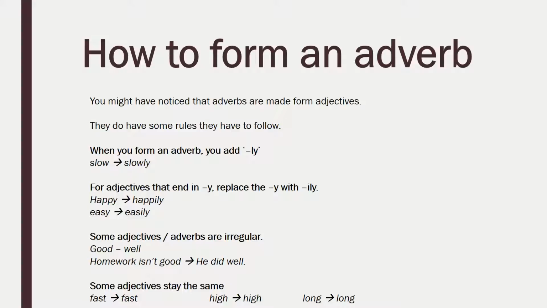For example, the adjective good, as in homework, isn't good. Good says something about homework. And then you've got well, which is the adverb. He did well. Well says something about did. And then the last one, some adjectives just stay the same. This is the most easy one, but you can only use it with the ones that do stay the same. So you should also study these. But for example, fast stays fast, high stays high, and long stays long.